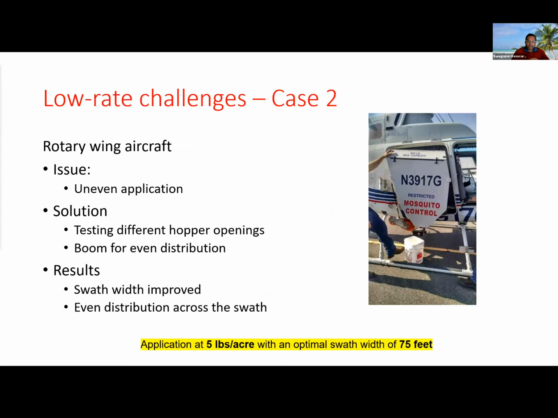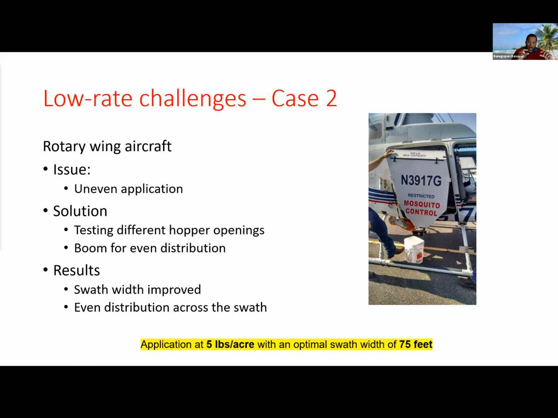Let's go into case 2. This one is a rotary wing aircraft. Again, it shows uneven application. What is the best method to resolve this? In this equipment, in the picture, you see there's a tube that is coming out. There's a boom attached to that tube, and the boom has 4 points where it discharges the granule. This is another way of evenly distributing your low rate granule.